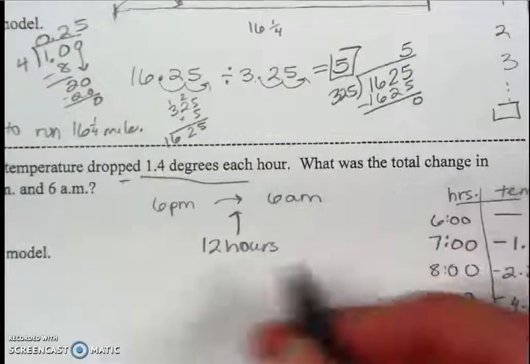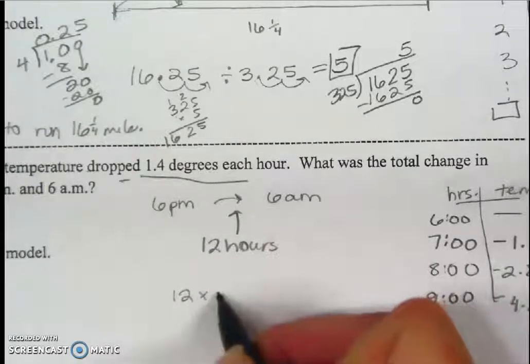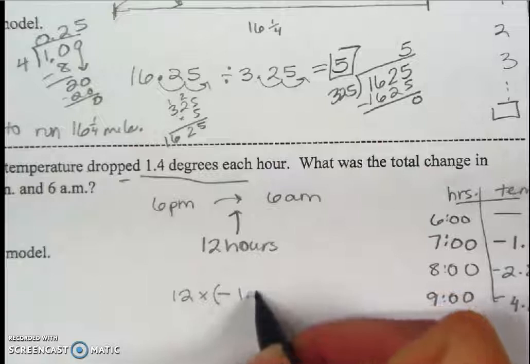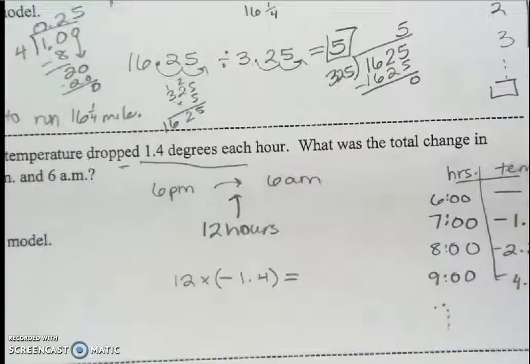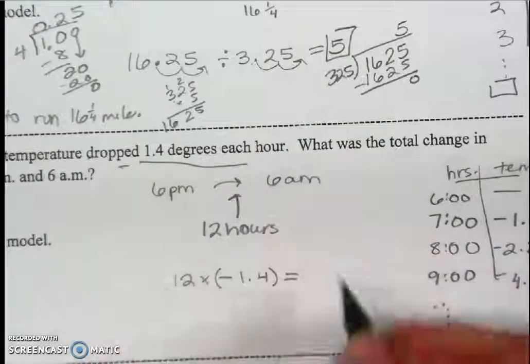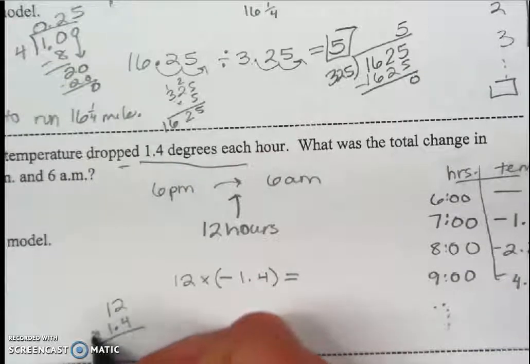Well, let's figure that out. That would be a multiplication problem. 12 times a negative 1.4 is how we're going to figure that out. I got the 12 because it was 12 hours in between those two times. So let's go ahead and figure that out. 12 times 1.4. Let's do that multiplying.